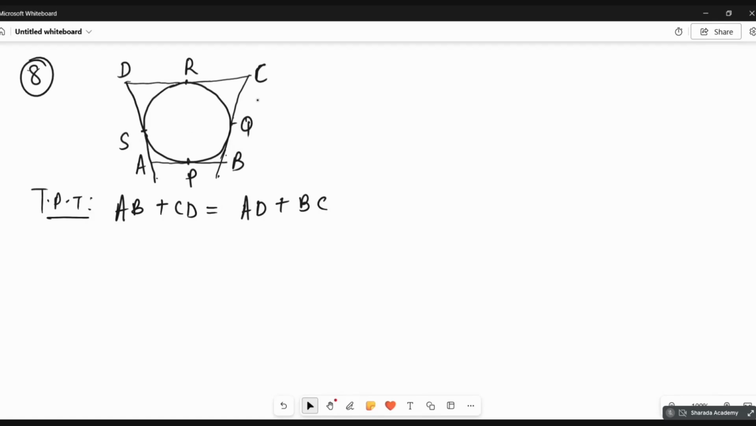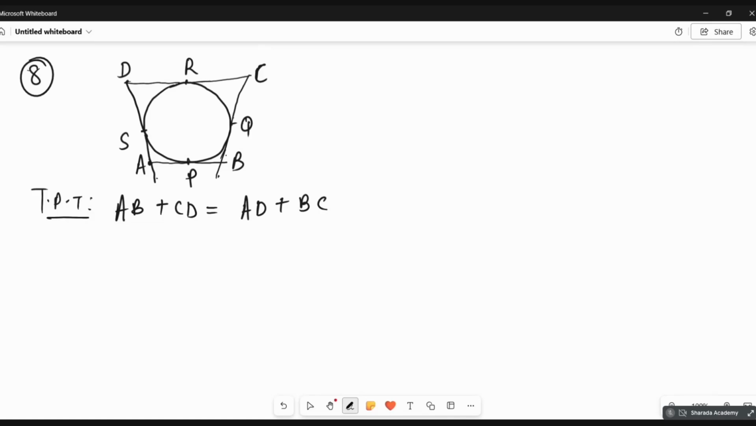So it's a quadrilateral. We can't use the properties of any rectangle, square like that because it is just a quadrilateral. So any sides equal, angles equal, we can't use here. So here we will use the property that tangents drawn from an external point are equal. If you observe this, from an external point A, we have two tangents AS and AP. So these two are equal.